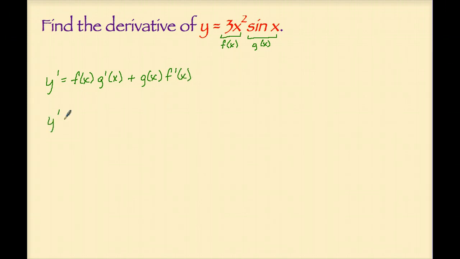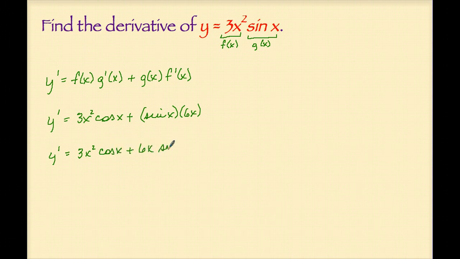So for this function, the derivative will be the first function, 3x squared, times the derivative of the second, and the derivative of sine x is cosine x, plus the second function, sine x, times the derivative of the first function, which will be 6x. Other than moving this to the front of this term, that's it for taking this derivative. These are not like terms, and so there will be no combining of like terms or further simplification.